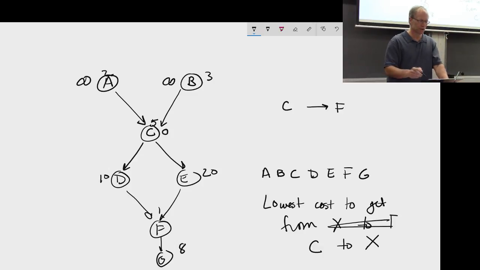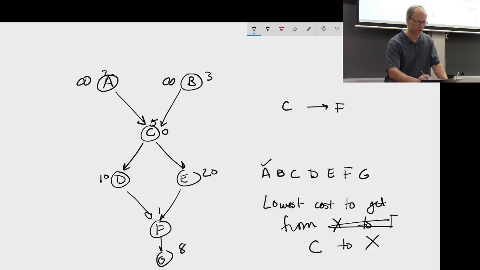So essentially, you process these things in order. You process A by saying, okay, it's a source. It's not C, so the cost is infinite. You can't get from C to it. You process B. You say, it's a source. Can't get, and it's not C. I can't get there from it.